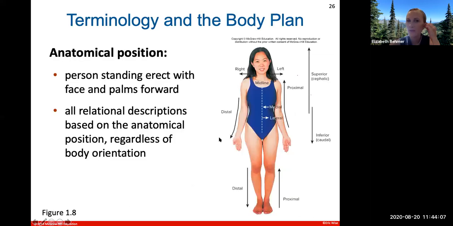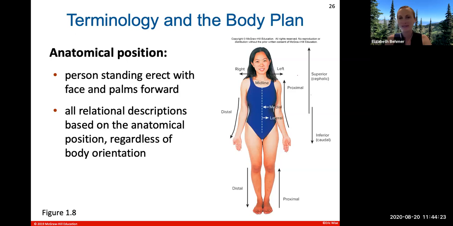Okay, so then we'll kind of move on to terminology in the body plane. This is really what we did in lab and what we'll do in lab today if you haven't had lab yet. So I think the rest of this PowerPoint will be really helpful for lab. If you've had lab already, this will be a good review.